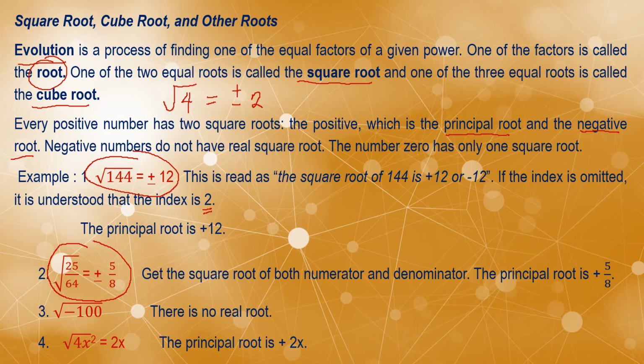Another example. Square root of negative 100. Now in this case, there is no real root. Number 4. Square root of 4x squared is equal to 2x. So the principal root is positive 2x, since 2x quantity raised to the second power is equal to 4x squared.